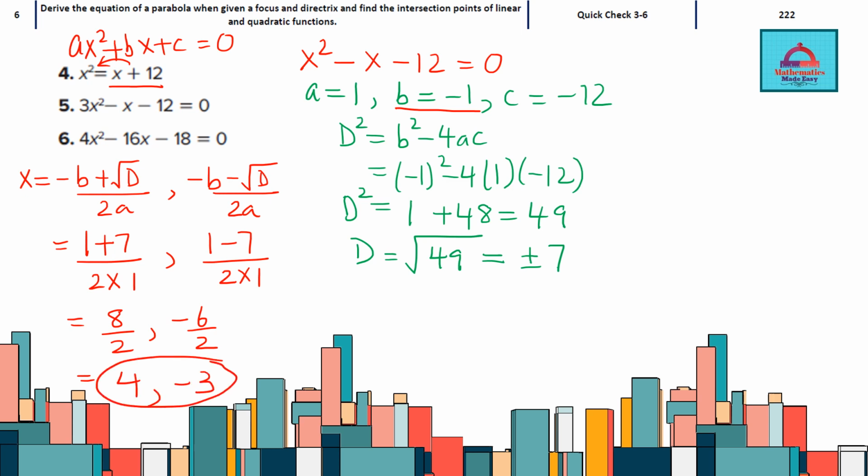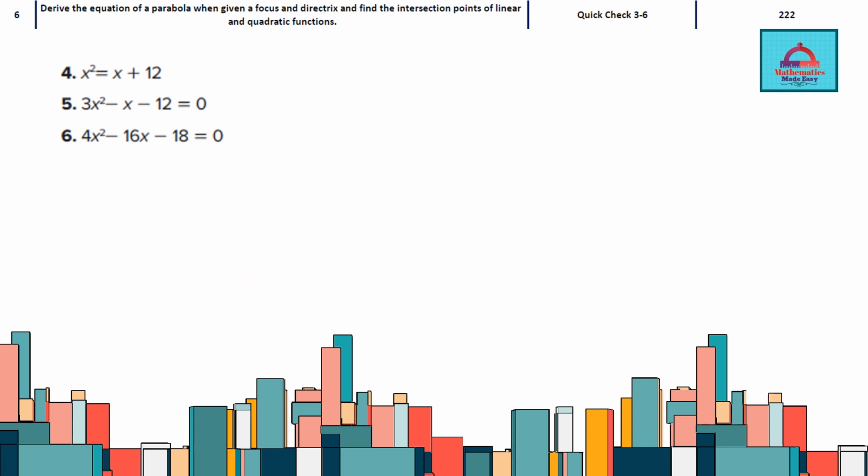These are the two solutions or two roots of question 4. You can solve question 5 and 6. So here again we have to compare with ax square plus bx plus c equal to 0, and this is given to be 3x square minus x minus 12. Everything is on the left, so no need of changing sign.